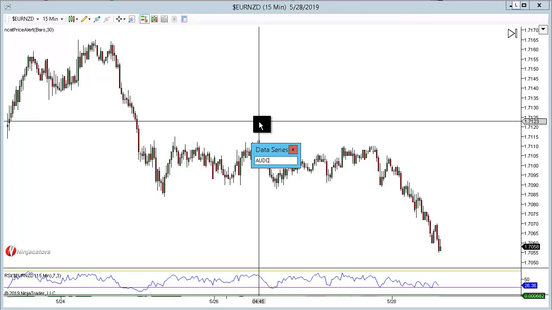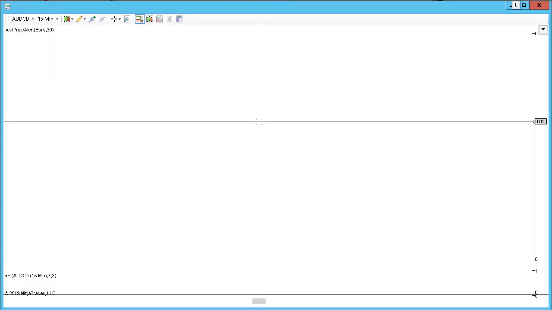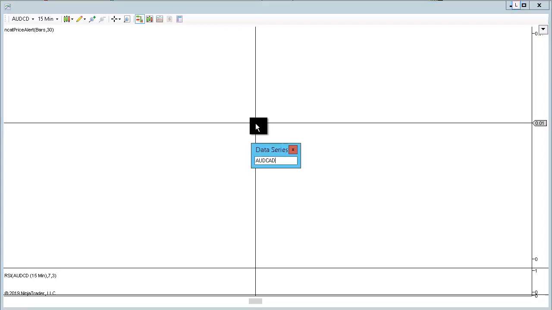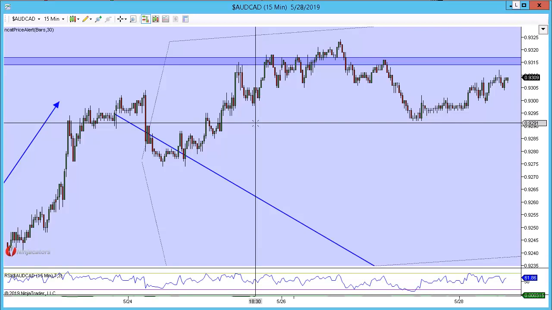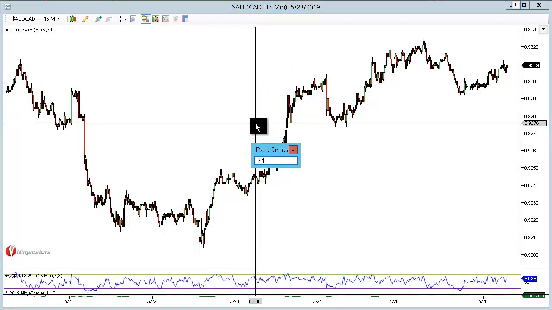Let's go and take a look at the Aussie dollar CAD. Once again, quite a few opportunities. As usual, a lot of them will probably not play out, and I will only be looking at the higher probability trades if we do get entry signals on them.